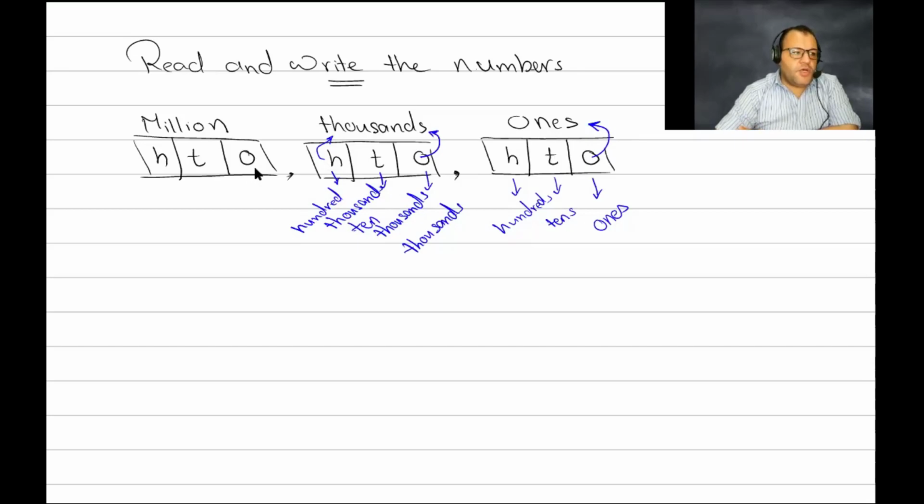This digit in ones, in which family or period? In millions. So the place value for the first one is million, the second one is 10 million, and the third will be 100 million.